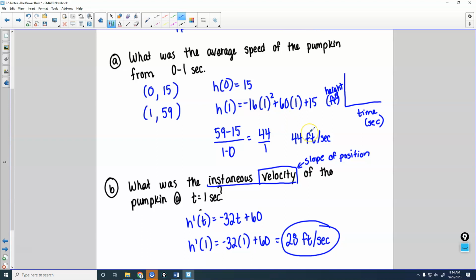Slower than the average, because what happens to that pumpkin as soon as it leaves whatever you're shooting it out of? It starts slowing down, right? It's going the fastest whenever it leaves until it gets to the very top. And then it's going to fall, and gravity's going to make it fall faster and faster and faster.